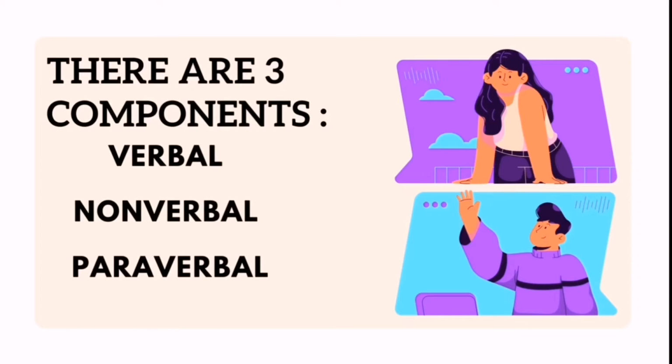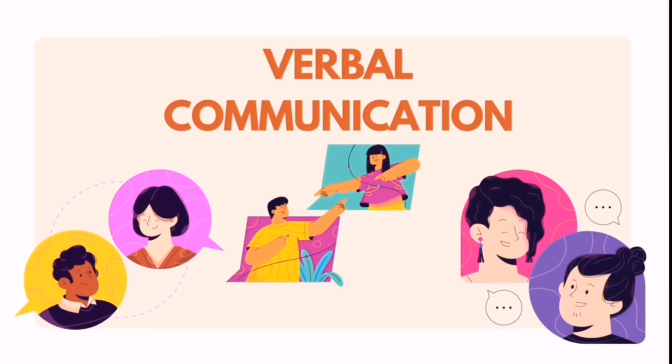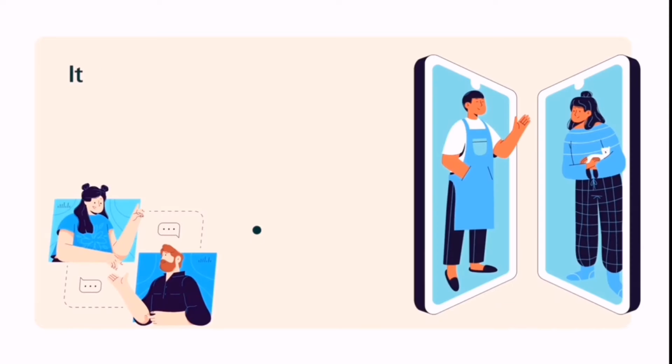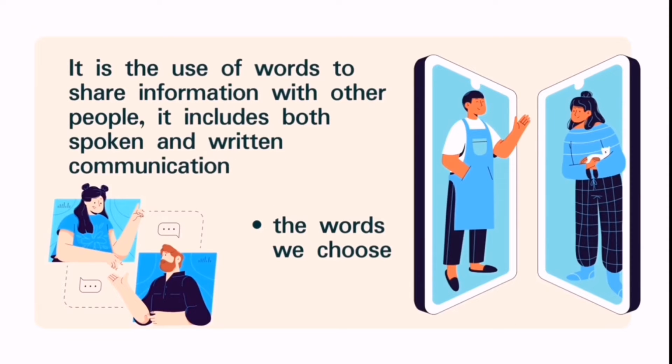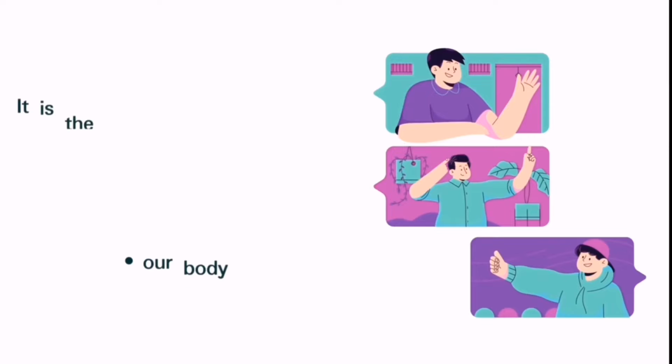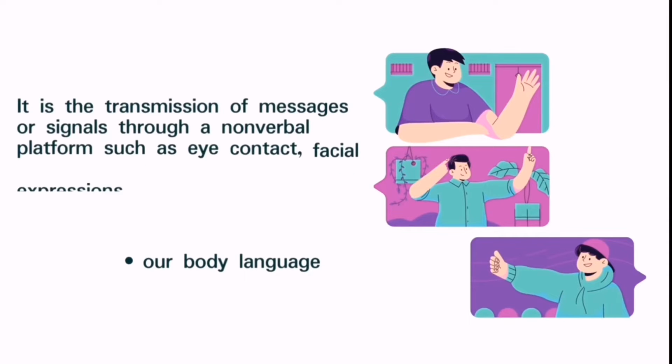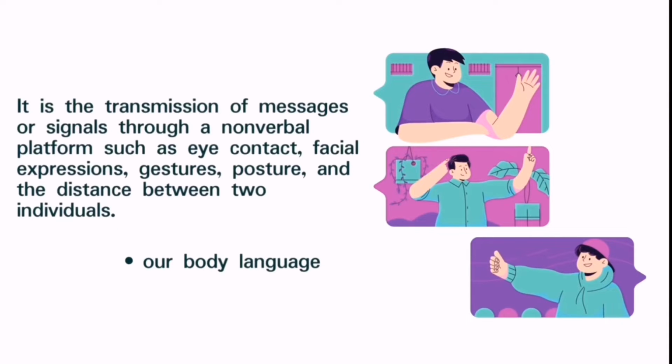There are three components: verbal, nonverbal, and paraverbal. Verbal communication is the use of words to share information with other people. It includes both spoken and written communication. It is also the words we choose. Nonverbal communication is the transmission of messages or signals through a nonverbal platform such as eye contact, facial expressions, gestures, posture, and the distance between two individuals. It is our body language.